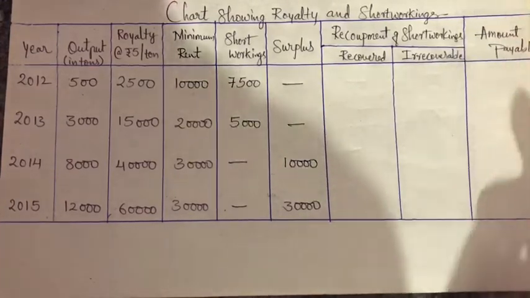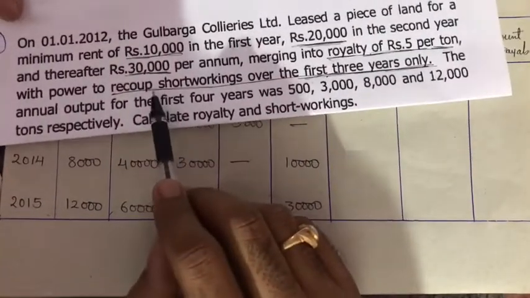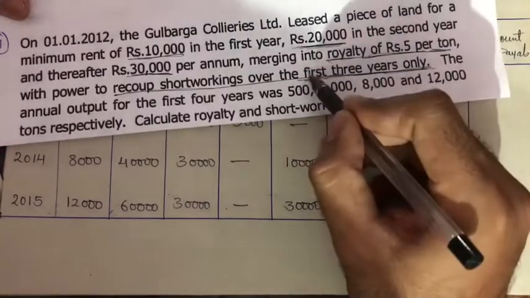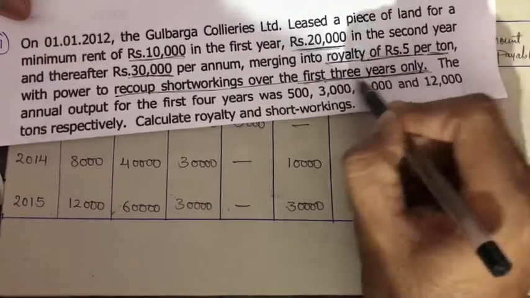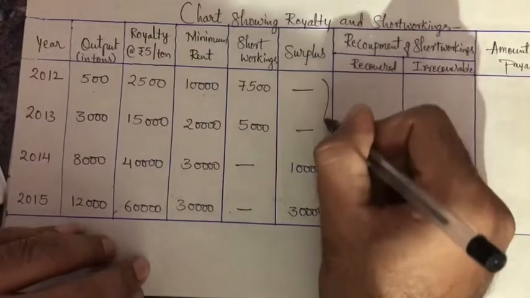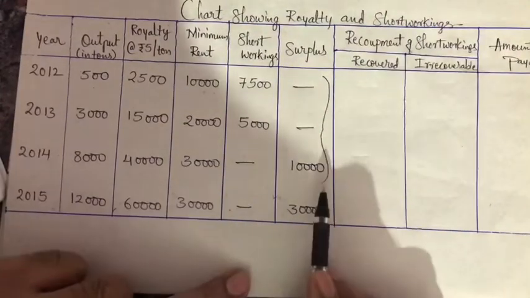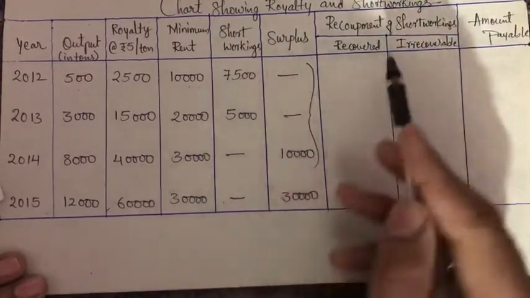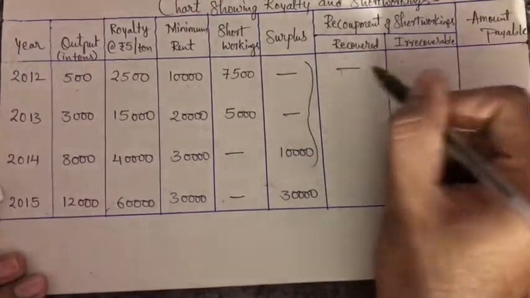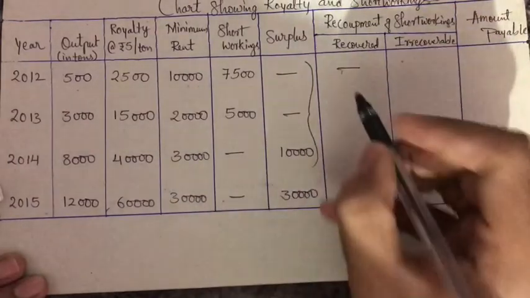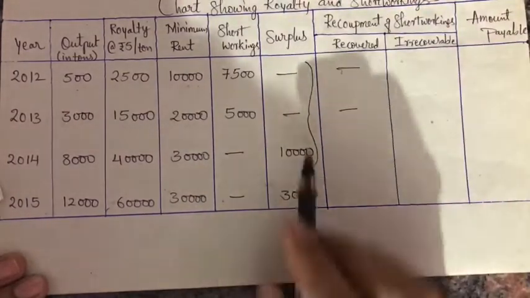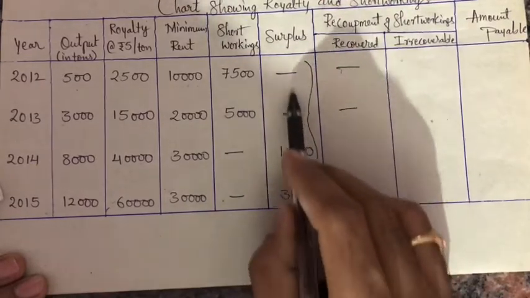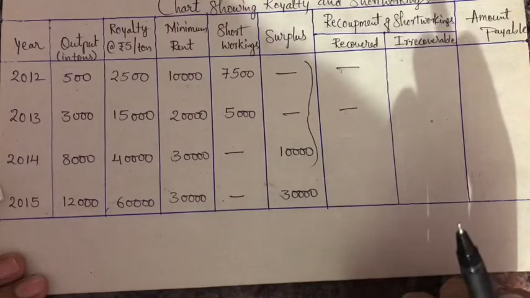If we check, the clause is recoupment of short workings over the first 3 years only. So we can recover short workings only from the surplus of the first 3 years. If we have surplus in the first 3 years, we can recover, otherwise we cannot recover anything. So from the first year you cannot recover anything, recovered is nil. And from the second year also you cannot recover anything, recovered is nil, because there is no surplus. If we have surplus, we can recover.